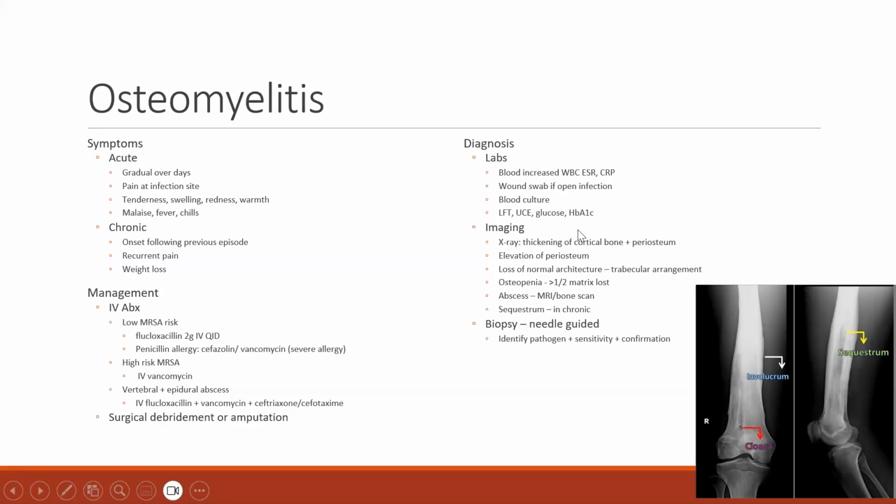Imaging, in an X-ray, we find some thickening of the cortical bones and periosteum. We get elevation of the periosteum. We lose the normal architecture of the bone. We get osteopenia with half of the matrix lost. We get abscess, which we can see in bone scan or MRI, and sequestrum in chronic osteomyelitis. Biopsy, it's needle guided, just so we can identify the pathogen and sensitivity and confirm the diagnosis.